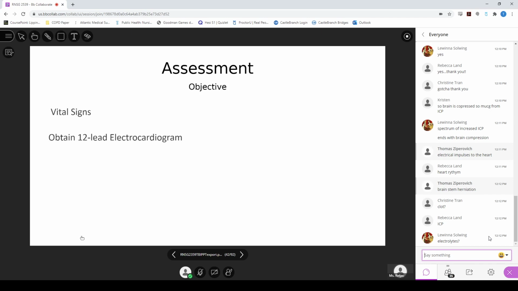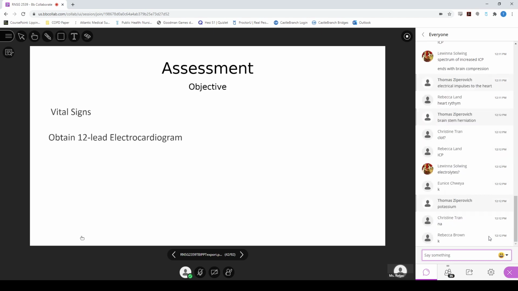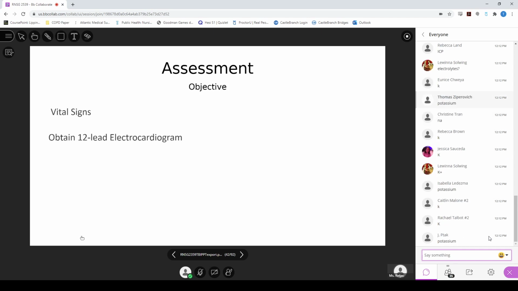What electrolytes would you watch? This is basic. Y'all should know this one. Potassium's right. What else would you watch? Calcium, that's right. Potassium and calcium I'd really watch if I had an abnormal ECG. Sodium's going to cause brain swelling. Is it hypernatremia or hyponatremia that causes brain swelling?